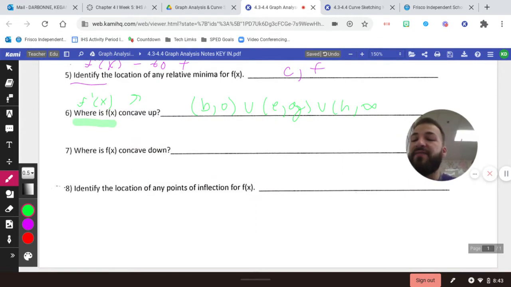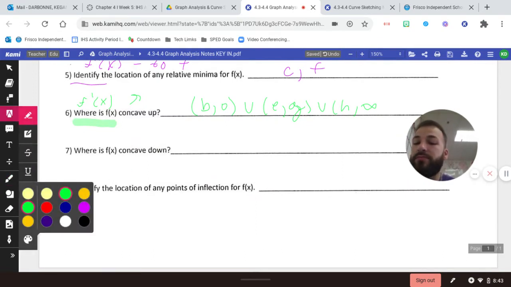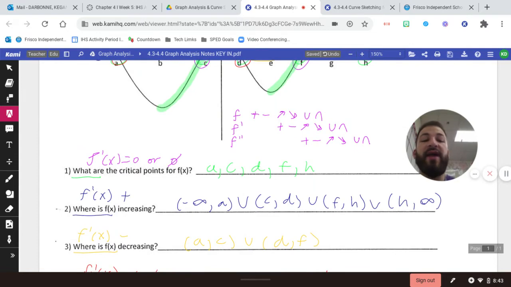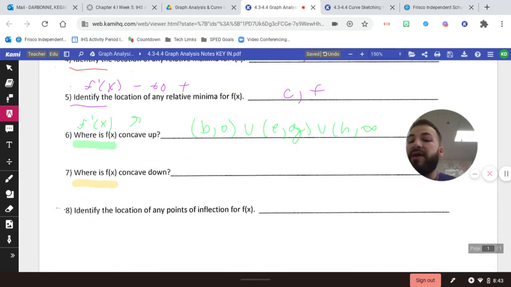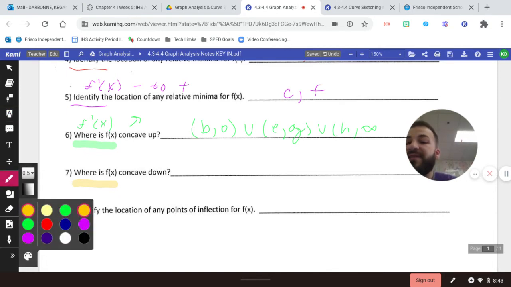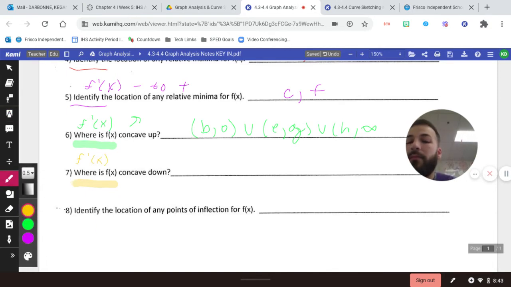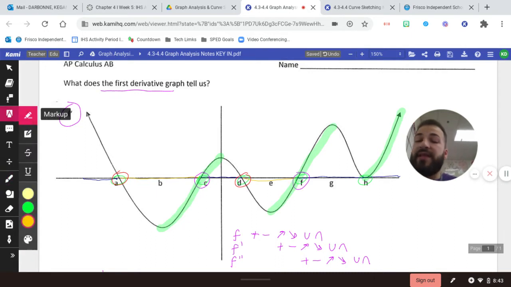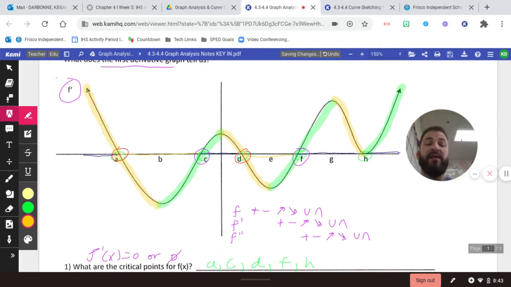Where is f of x concave down? Well, concave down is just going to be the opposite. Going back to our calculus house, concave down is when f prime is decreasing. So where is f of x concave down? When f prime of x is decreasing. So going back up to our curve, we should just be decreasing on the opposite intervals, unless we're staying constant, but constant is where we have maximum or minimum, that kind of stuff. So looking here, we are decreasing from negative infinity to B, 0 to E, and G to H.